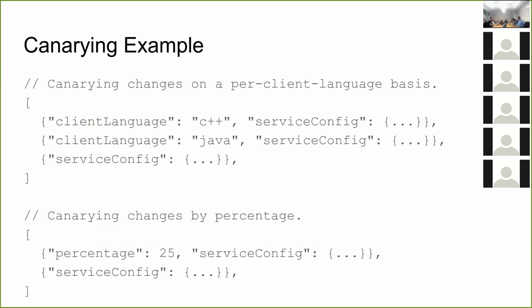It's unstable in the sense that since the client generates this random number, it regenerates it each time it restarts. So when your clients restart, you may not get the same subset of clients using that particular new version that you're pushing out to this percentage of clients.